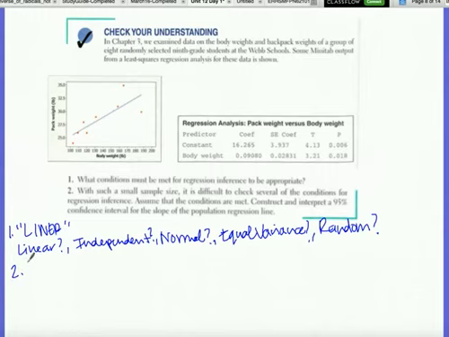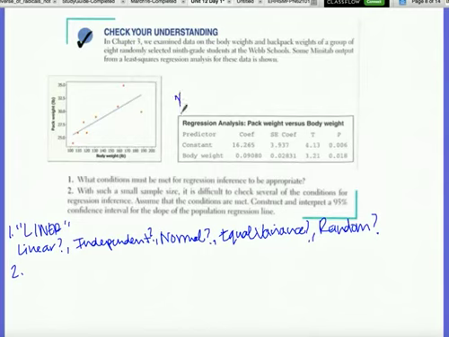Part 2 says, with such a small sample size, it is difficult to check several of the conditions for regression inference. Assume that the conditions are met and construct and interpret a 95% confidence interval for the slope of the population regression line. So we're going to assume that we've already gone through all of these and that everything was okay. So then we're just going to need to construct and interpret a 95% confidence interval for the slope of the population regression line.